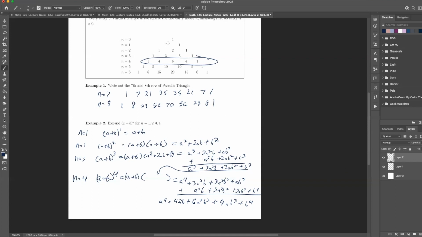Here for n equal to 1, I have 1 and 1, right? Here for n equal 2, I have 1, 2, 1. And so if I'm expanding any binomial by any power, I'm just going to always have this, right?